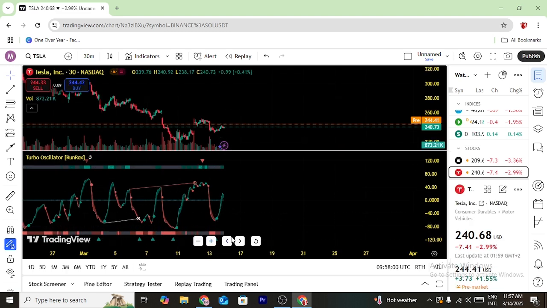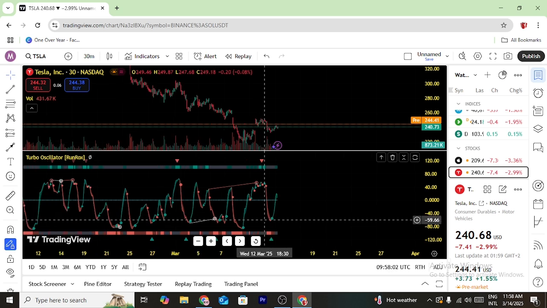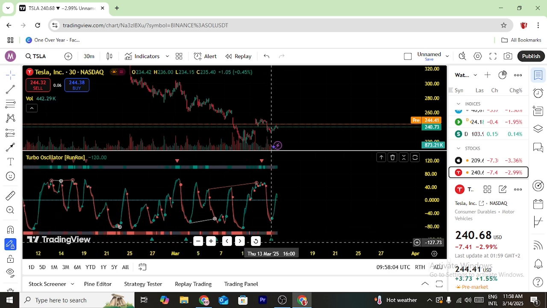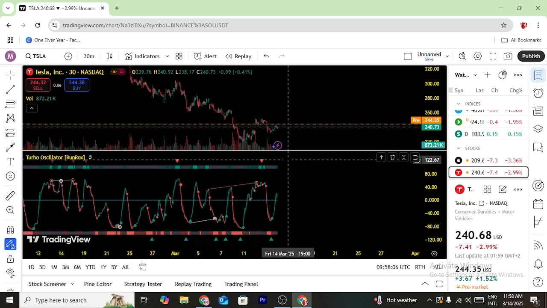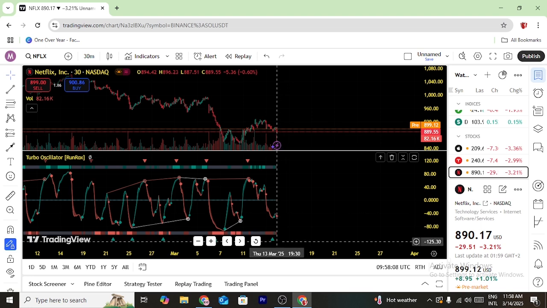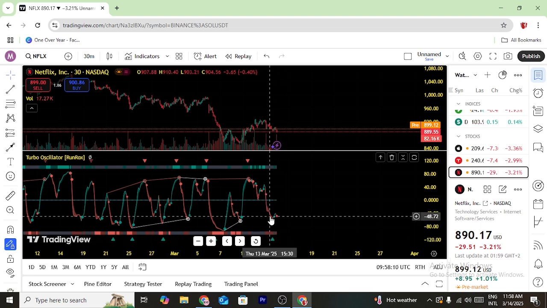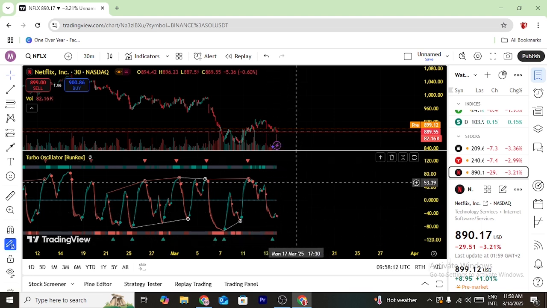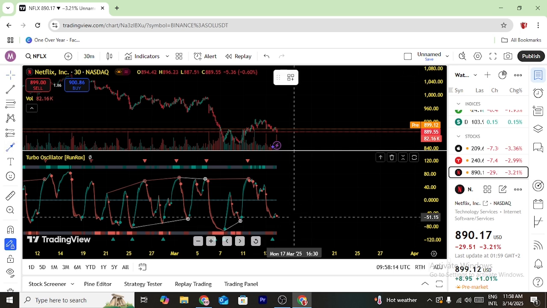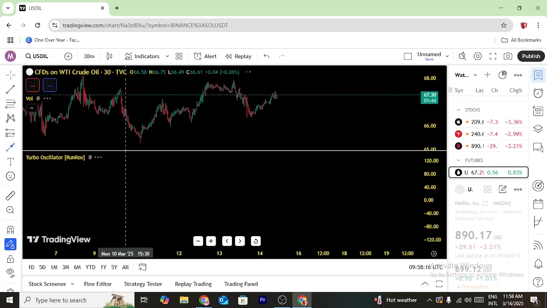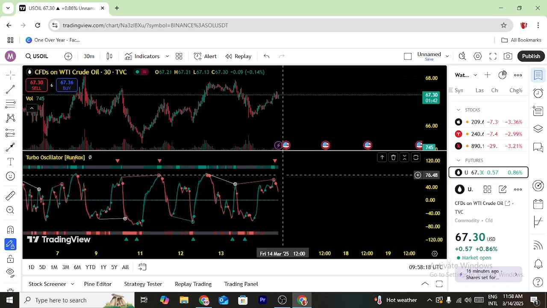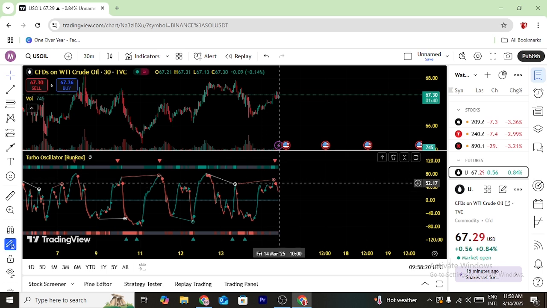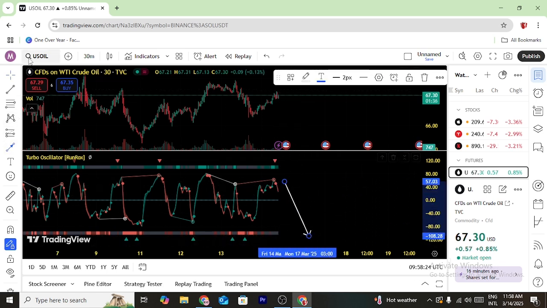See this level, this is Tesla, when it goes green, it indicates you can enter from here and it is going up. See, this indicator is green, you can enter from here and it's going up, from here to here. So this is a very interesting indicator. See, there is a selling position, you can enter from here going down, from here to here.